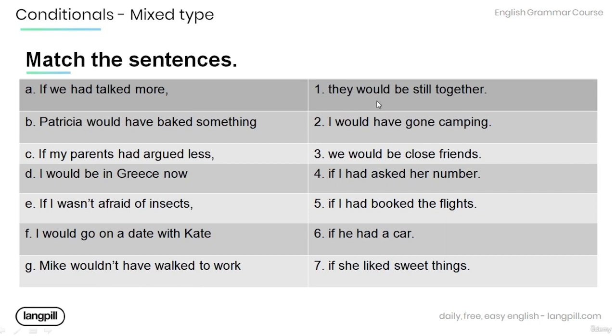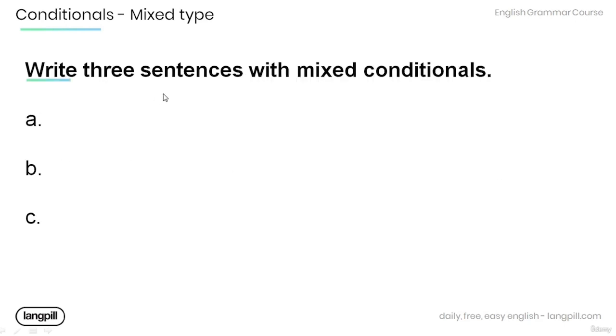1. They still would be together. 2. I would have gone camping. 3. We would be close friends. 4. If I had asked her number. 5. If I had booked the flights. 6. If he had a car. 7. If she liked sweet things. And now, write 3 sentences with mixed conditionals.